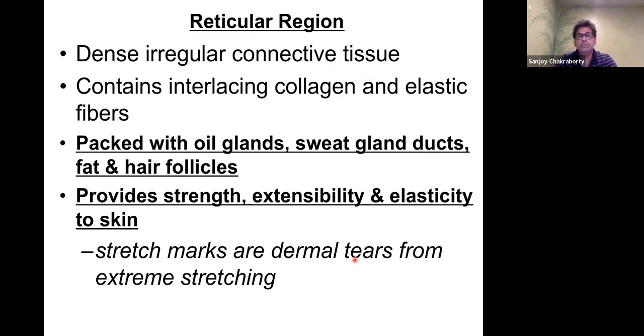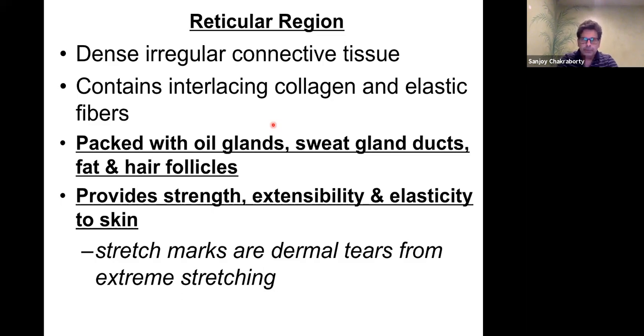Okay, that's the reticular region. So this is dense irregular connective tissue. Not the loose ones, it's dense irregular connective tissue because they can have stress from multiple directions, unlike tendons and ligaments that we studied earlier, because they have tons of collagen and reticular fibers. And they also have all the glands and hair follicles. So in this area, we have the oil glands, sweat gland ducts, and all the hair follicles.